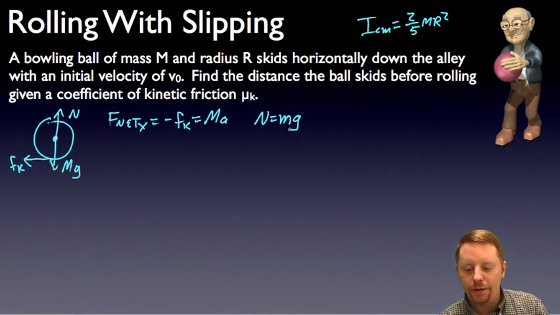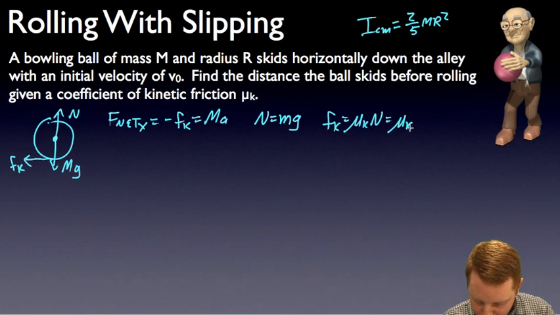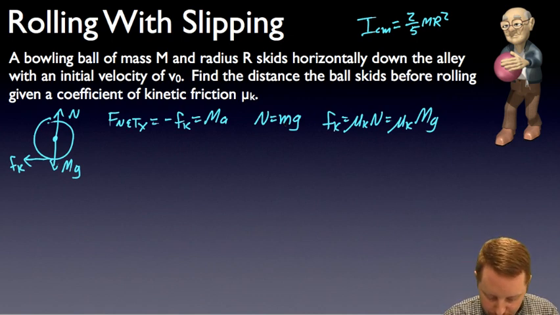And if you recall, the force of friction is just mu times n, so the force of kinetic friction must be mu k times the normal force, or mu k mg, replacing our normal force with mg. So that's a good place to start. From here, I'm going to go back to our Newton's first law equation.